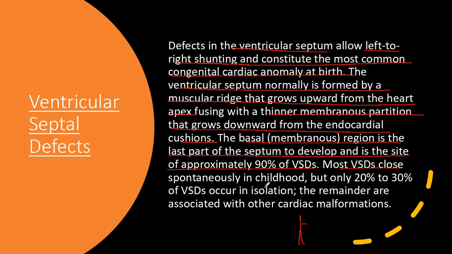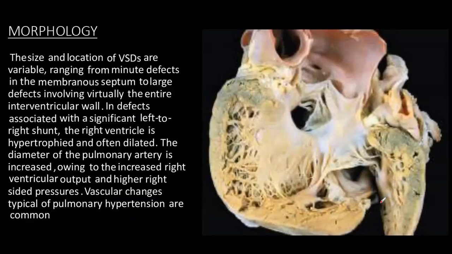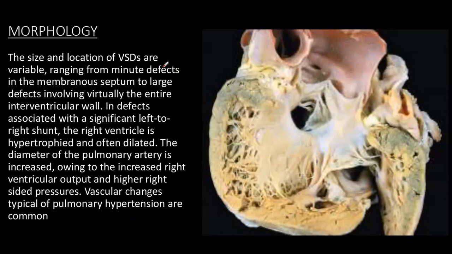Now, most VSDs close spontaneously in childhood, but only 20 to 30% of VSDs occur in isolation. Now, the remainder are associated with other cardiac malformations such as tetralogy of Fallot. Now, morphology. The size and the location of the VSD are variable. They can range from minute defects in the membranous septum to large defects involving virtually the entire interventricular wall.